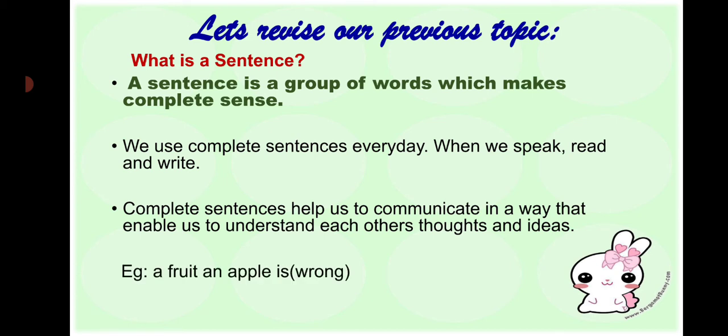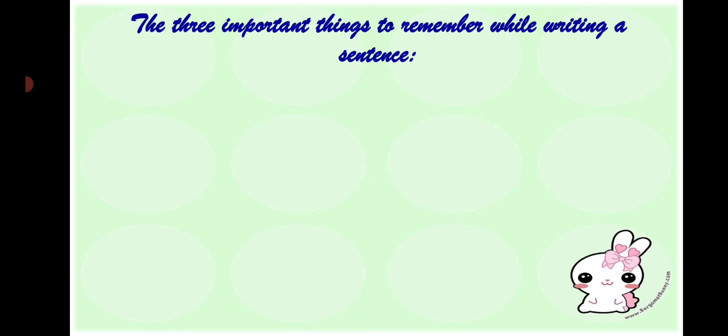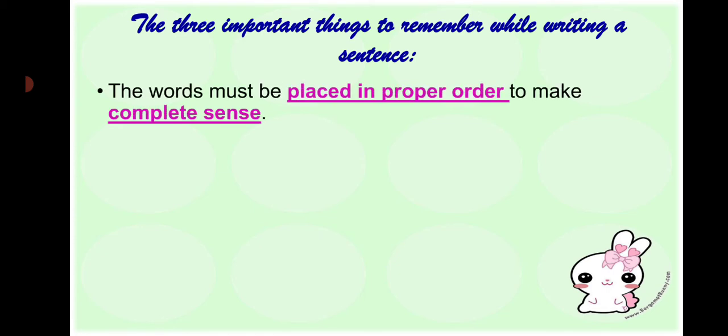Example: "A fruit and apple is." The sentence is wrong as the words are not placed in proper order. "An apple is a fruit." Yes, the sentence is correct as the words are placed in proper order and we get to know the proper meaning of the sentence. Let's see the 3 important things to remember while writing a sentence.